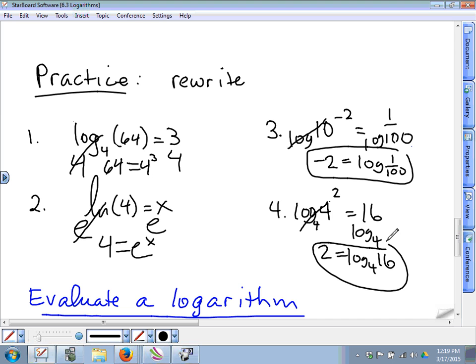Yes. On the last one, you did the 16, should it be an exponent 16 or just like a regular 16? It'd be a regular 16 inside the logarithm.